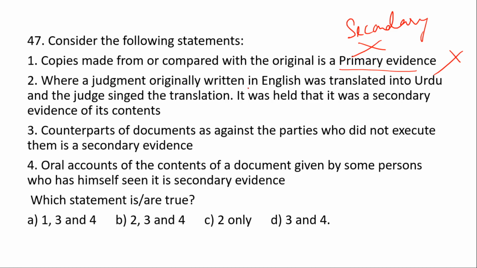Where a judgment originally written in English was translated into Urdu and the judge signed the translation, it was held that it was secondary evidence of its contents. No, this statement is also wrong because it was primary evidence of its contents. Counterparts of documents as against the parties who did not execute them is secondary evidence. Okay, so this is correct. Statement 4: oral accounts of the contents of a document given by some person who has himself seen it is secondary evidence. Yes, this is also correct. So 3 and 4, option D.